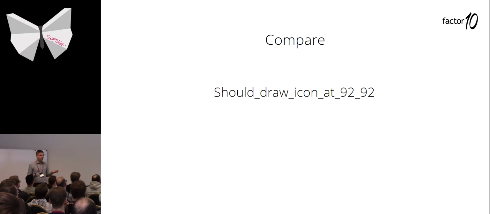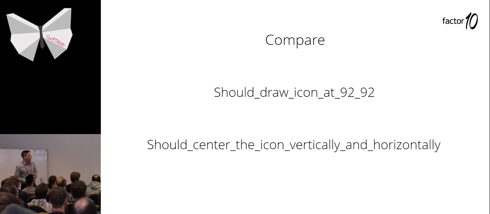I have no idea. Perhaps we can look at the code or the test and see, okay, there's a canvas, it's 200 by 200, and the icon is 16 by 16, so it probably has something to do with centering. But if the test instead said we should center the icon vertically and horizontally, then it's much clearer to understand what the test is about. The intention of the test is much clearer, just by changing the name a little bit.